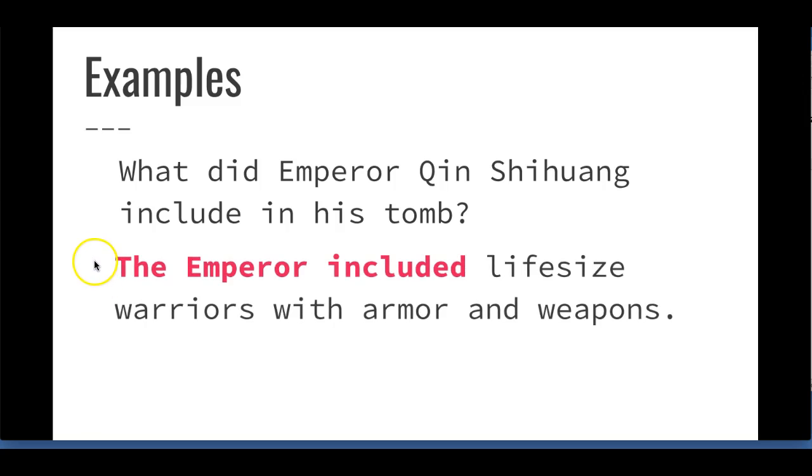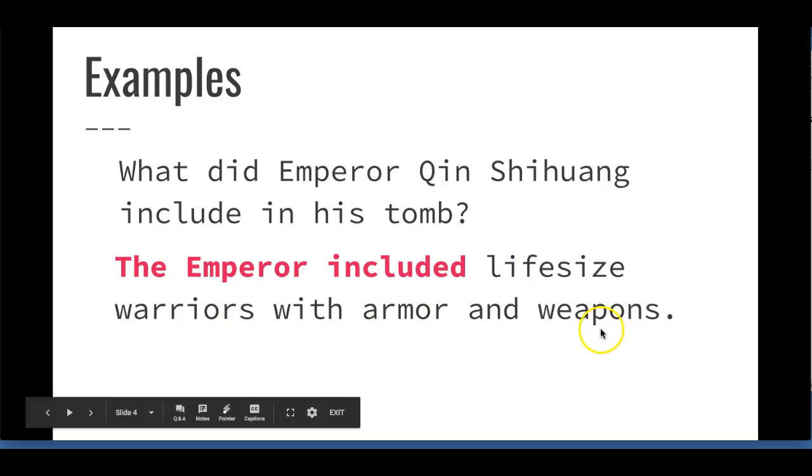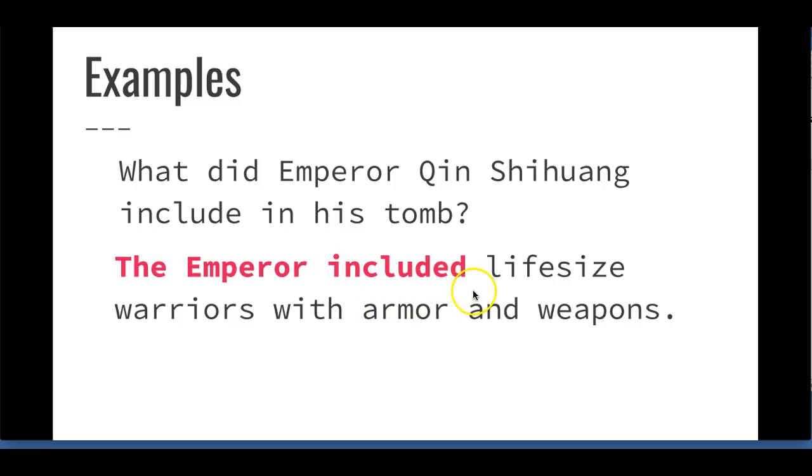So here's the answer. The emperor included life-size warriors with armor and weapons. So make sure that you always have a verb. That is an action word, okay? The subject of the sentence is the emperor. This is the verb, he included, right? And then here is the answer.